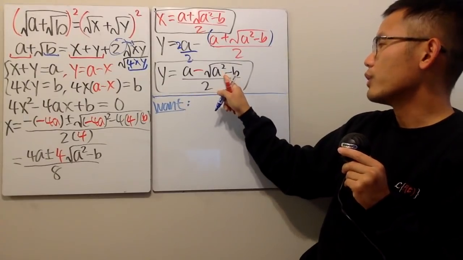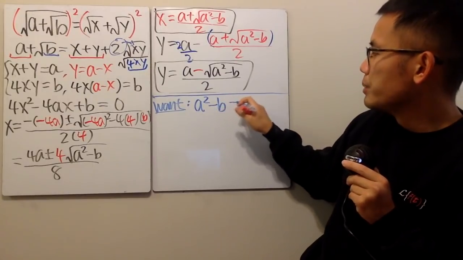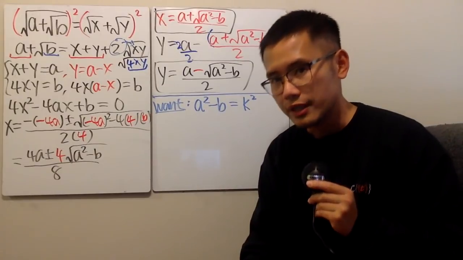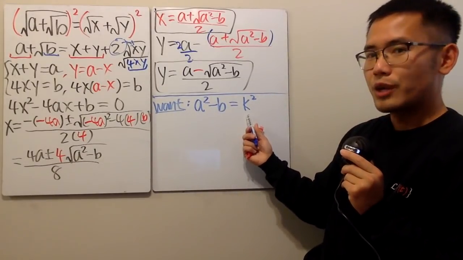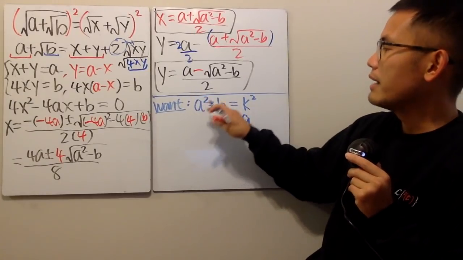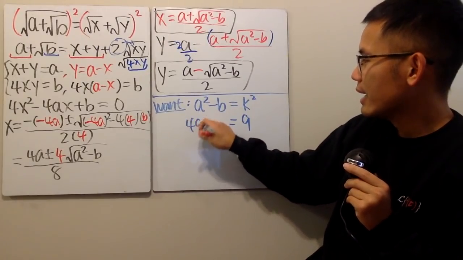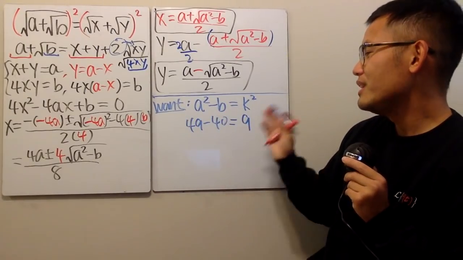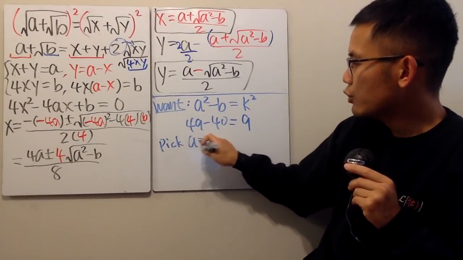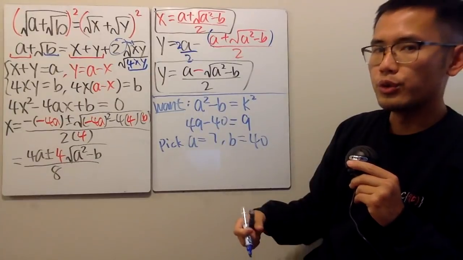Of course, in order for us to have nice numbers right here, we want a squared minus b to be a perfect square, and let me just write it as k squared. And because I'm coming up with an example, it's easier for me to start right here. Let's say I want to end up with 9. So what square minus what will be 9? A good choice is 49 minus 40 will be 9, right? So of course we know that we can just pick a to be 7 and b to be 40, and then I can throw that in for you guys.